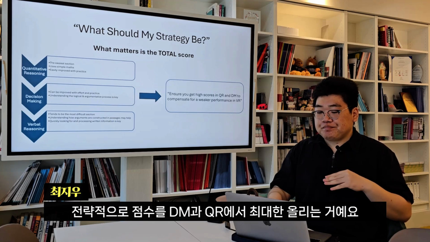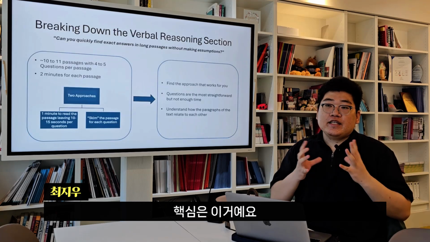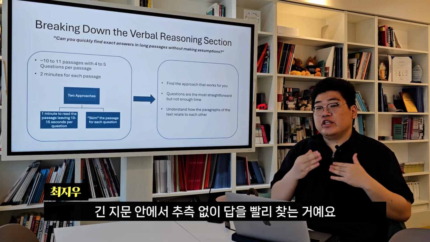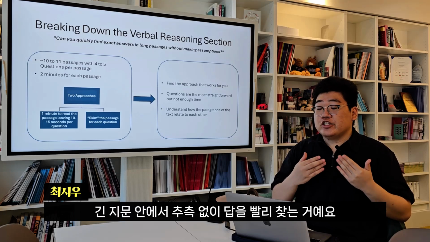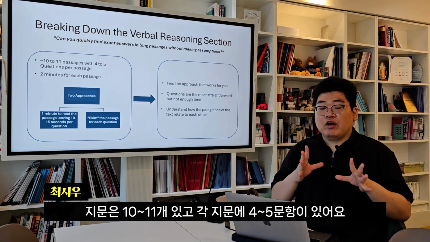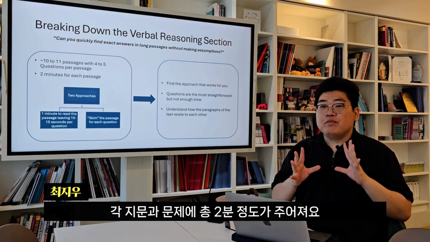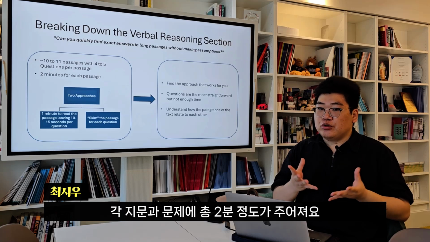So, breaking down the verbal reasoning section, the main essence of verbal reasoning is, can you quickly find the exact answers in long passages without making assumptions? And now there are 10 to 11 passages with around 4 to 5 questions per passage, and it gives you around 2 minutes for each passage and their questions in total.